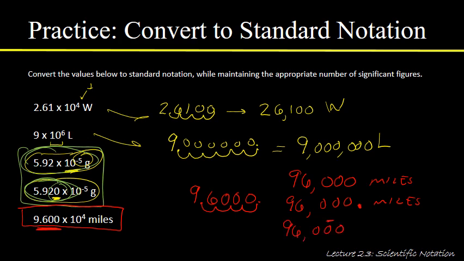do it is to write 96,000 and then put a bar over that 0. That bar is a symbol that means that's the last significant figure. People don't use that very often. And the reason they don't use it very often is because this is so much easier, right? Which is the whole point. That's why we're doing this.